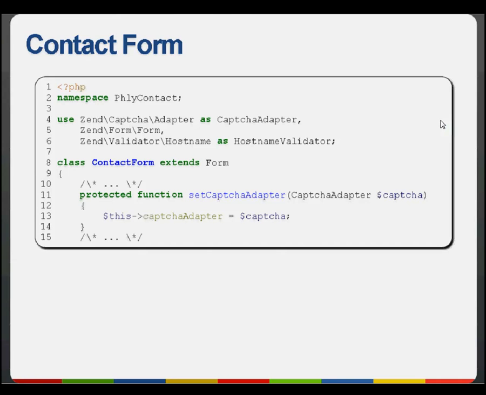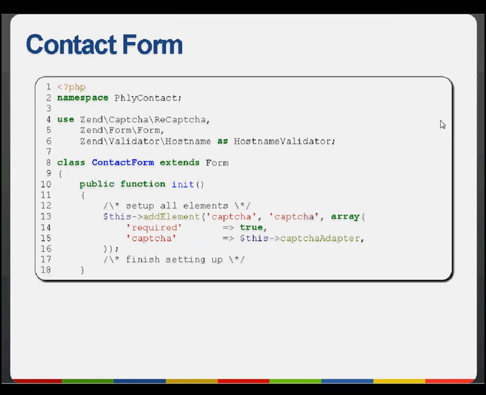The setCaptchaAdapter is simply going to take that and assign it to a protected member, and that's it. And within the init method, those of you familiar with Zend Framework 1 know the init method gets called after the constructor is complete. And at that point is when we usually set up all the elements for the form. So one of the elements I'll do is adding a CAPTCHA, and I'll specify that the CAPTCHA parameter to this element is going to be the CAPTCHA adapter that we specified in the constructor.